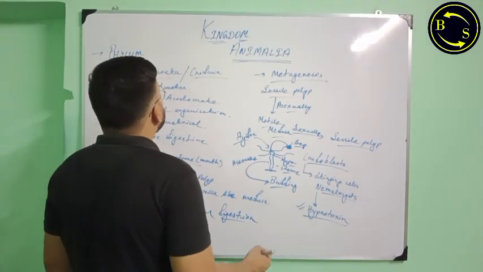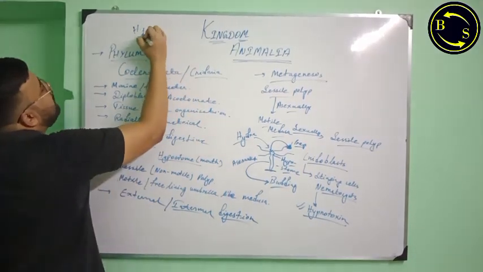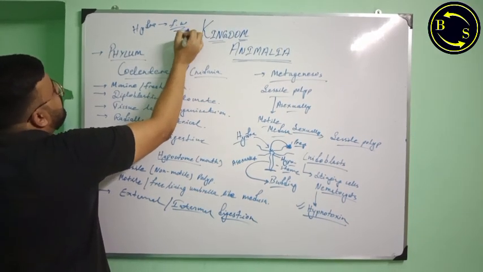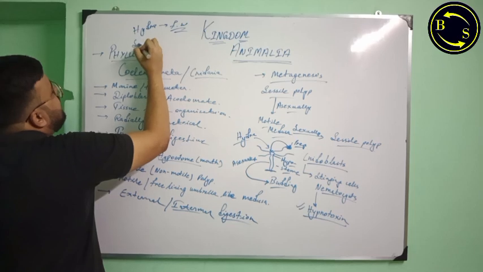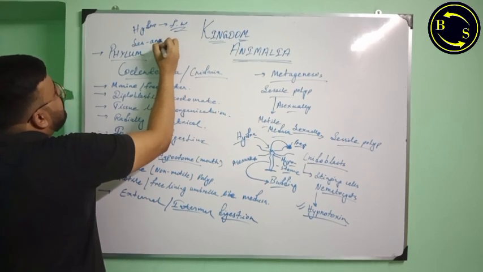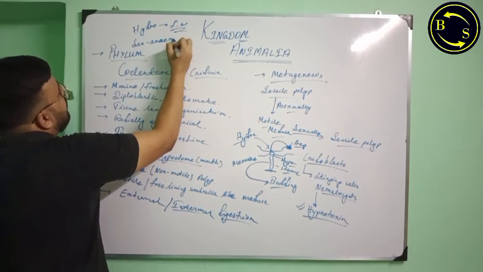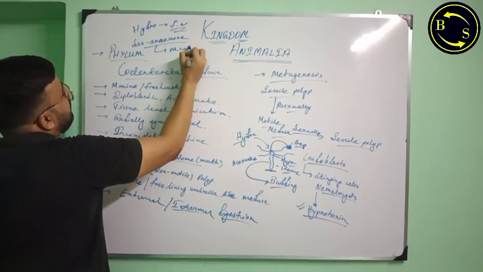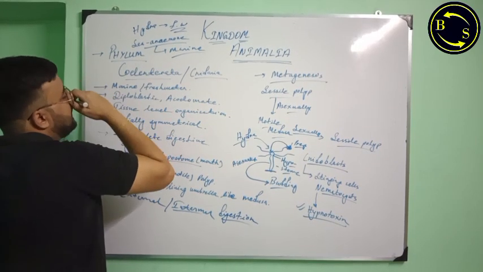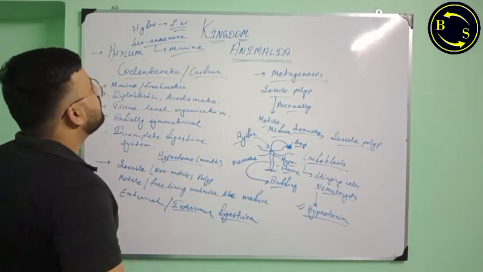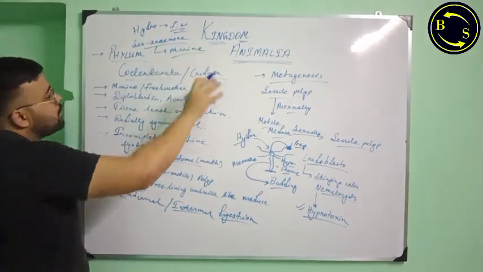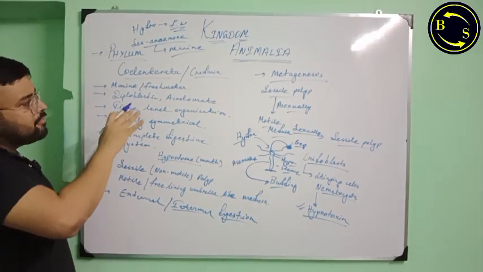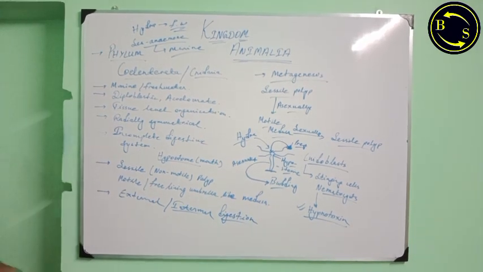Hydra is a freshwater cnidarian, and sea anemone is a marine coelenterate or marine cnidarian. Well, the hydra is a freshwater coelenterate or cnidarian. So this is all about the phylum Coelenterata or Cnidaria.